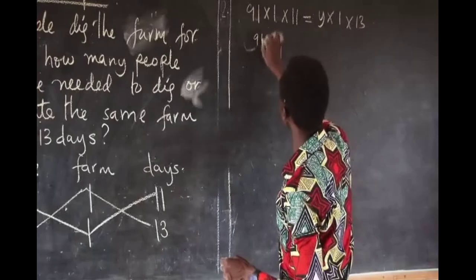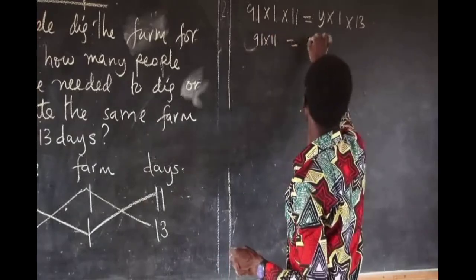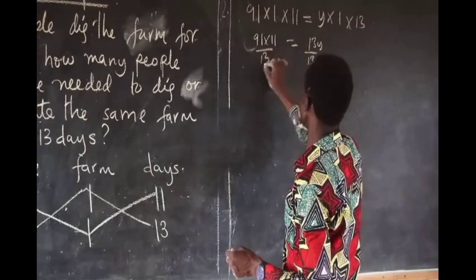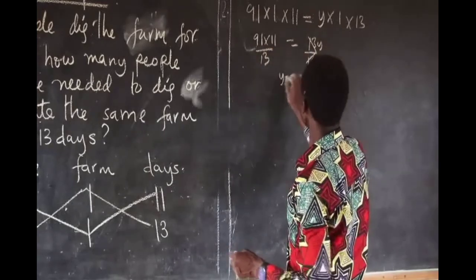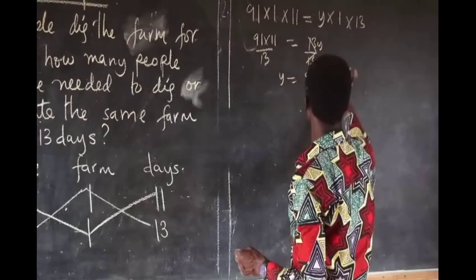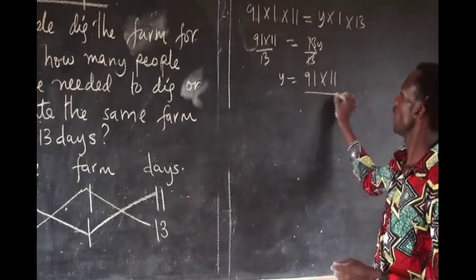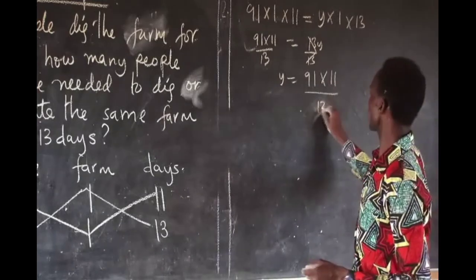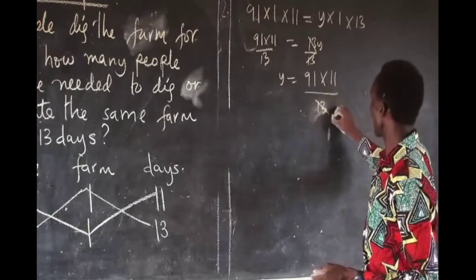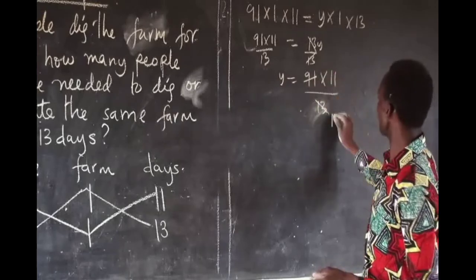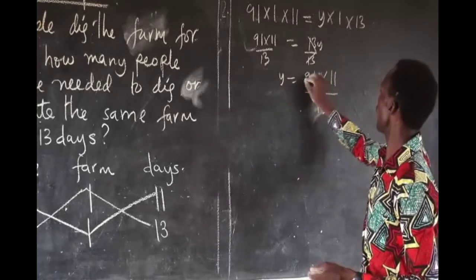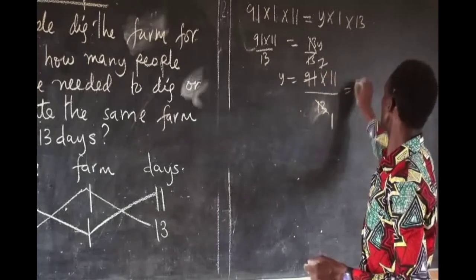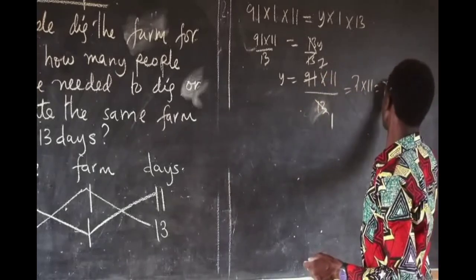So here we just have 91 times 11 is equal to 13y. Now you divide by 13, you divide by 13. Now this cancels out. Now y is equal to 91 times 11 over 13. Now, 91 divided by 13 is 7. And 13 divided by 13 is 1. Now, it is 7 times 11, which is 77.